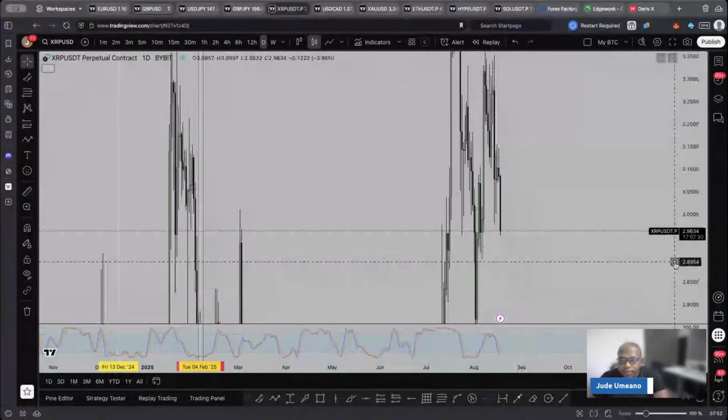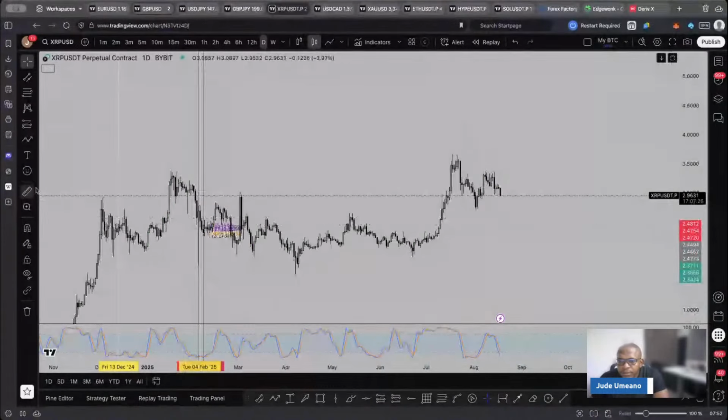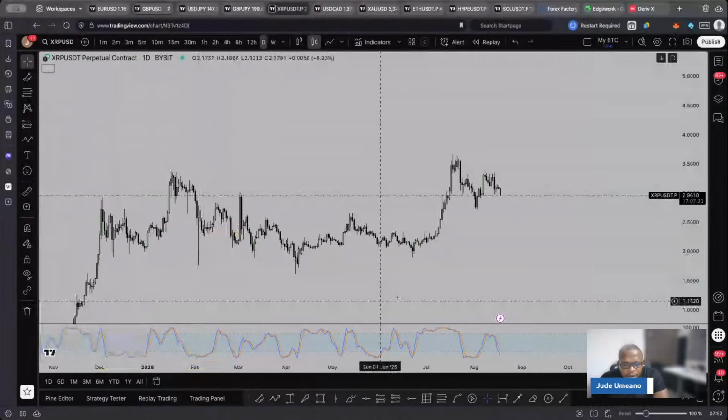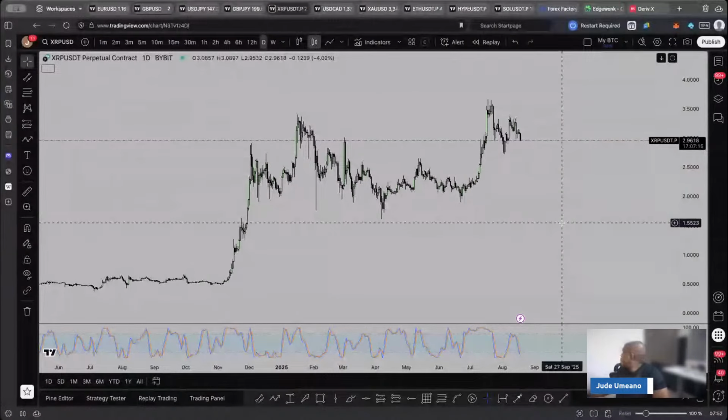XRP, I'm going to start from the... let me clear this old chart. I think I was looking at XRP earlier this year. So I'm going to clear this old chart and see what we're having from XRP.